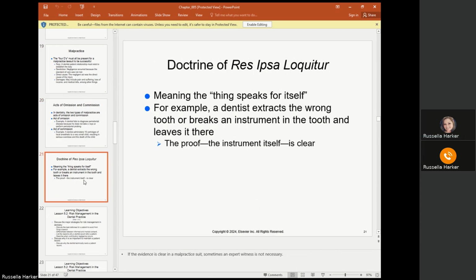The doctrine of res ipsa loquitur, meaning the thing speaks for itself. So say the dentist extracted the wrong tooth, and the proof would be that it was the wrong tooth that was extracted. Say they were supposed to extract number 1 and they extracted number 16 because the x-ray was flipped. The dental assistant and the dentist need to make sure that those x-rays are mounted correctly, so the dentist is looking properly at the mouth. The dentist also needs to examine those x-rays and make sure the anatomy is correct so they're looking at the right side of the mouth.